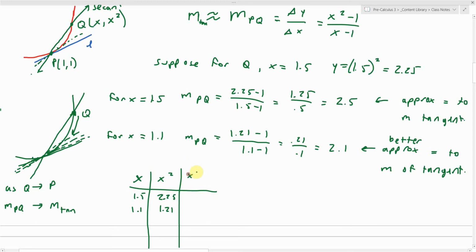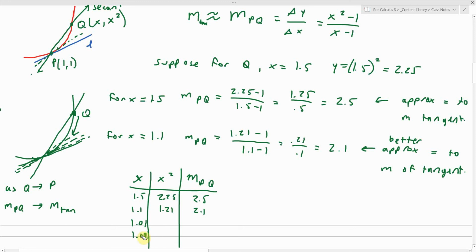The point is just that the slope is going to be given by x squared minus 1 over x minus 1, right? That's the slope. So that's why we need to know x squared. We don't necessarily need to write that column in there. But the slope of PQ, again, would be 2.5 for the first x value. As we get closer, we saw that move to 2.1, and then we would just want to keep moving in closer.